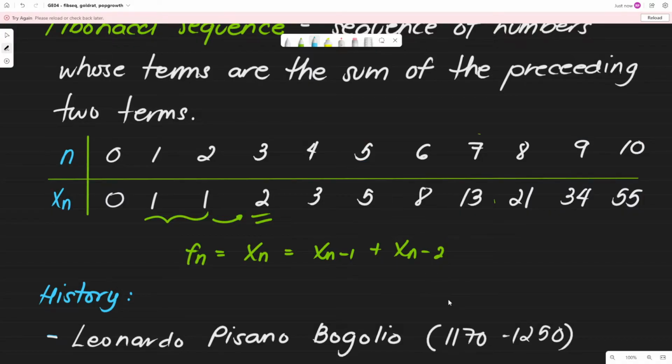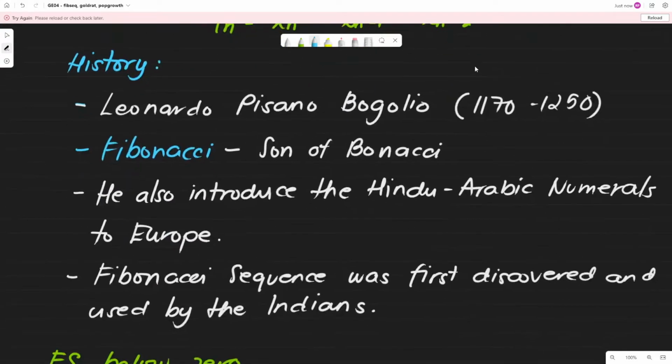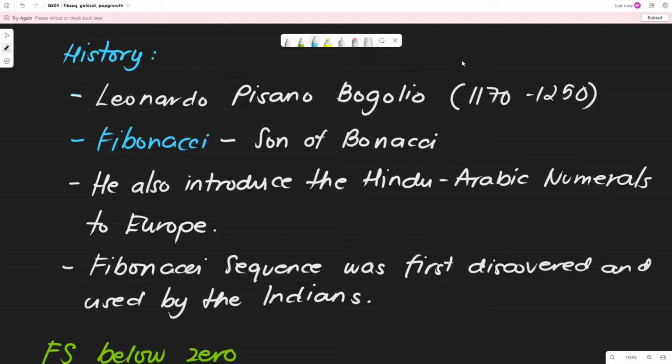Quick history about the Fibonacci sequence. The sequence was conceptualized by Leonardo Pisano Bogoglio. He lived from 1170 to 1250 in Italy. Fibonacci is not his real name but a nickname. It has a meaning: it is Italian for son of Bonacci.